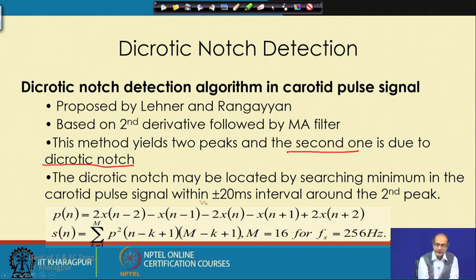And the dicrotic notch may be located where the peak comes. They look for local minima around that peak, by taking an interval of plus minus 20 millisecond around that second peak. That is how they could get the location of the dicrotic notch, and from that we can get the time window where the S2 is located. Okay. So, thank you.